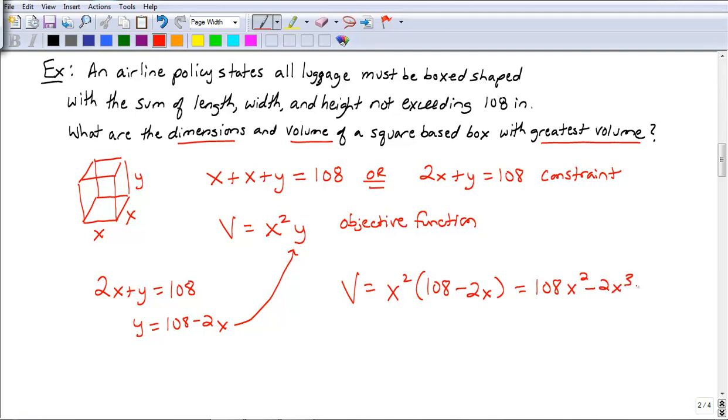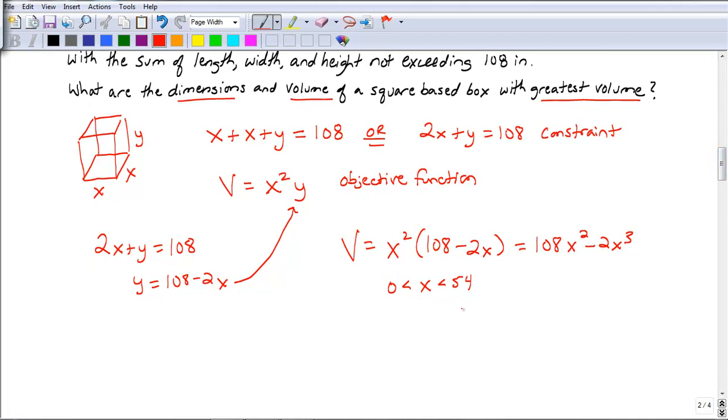Now that I have it in terms of a single variable, I can look at where it makes sense. These are the x values. The x values have to be bigger than 0, otherwise I can't make a box. And if I have to add all these up and get up to 108, there are two x's that I add up. 2x plus y equals 108. So half of 108, which turns out to be 54, x has to be smaller than 54, because 2x, if I put 54 in there, equals 108. So this is the stuff that makes sense for the values of x.